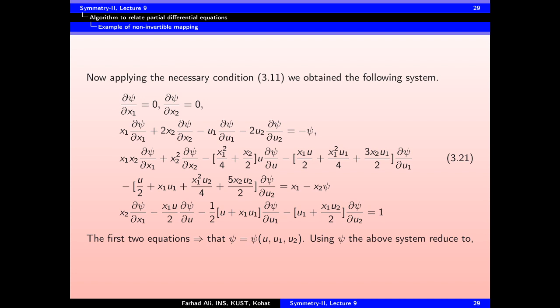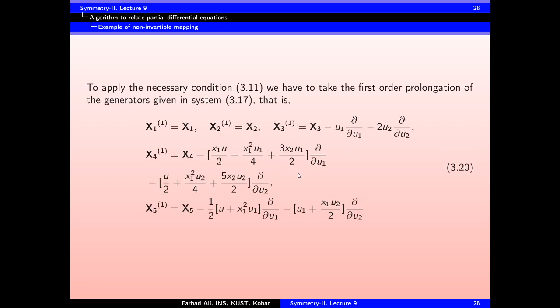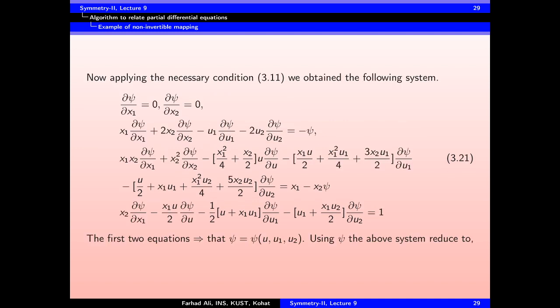These are 5 equations, 5 PDEs, and we have to solve these PDEs for what? For this thing. We need this equation. So if we define this equation, then we know the mapping between the old and the new space, meaning the given and the target space.